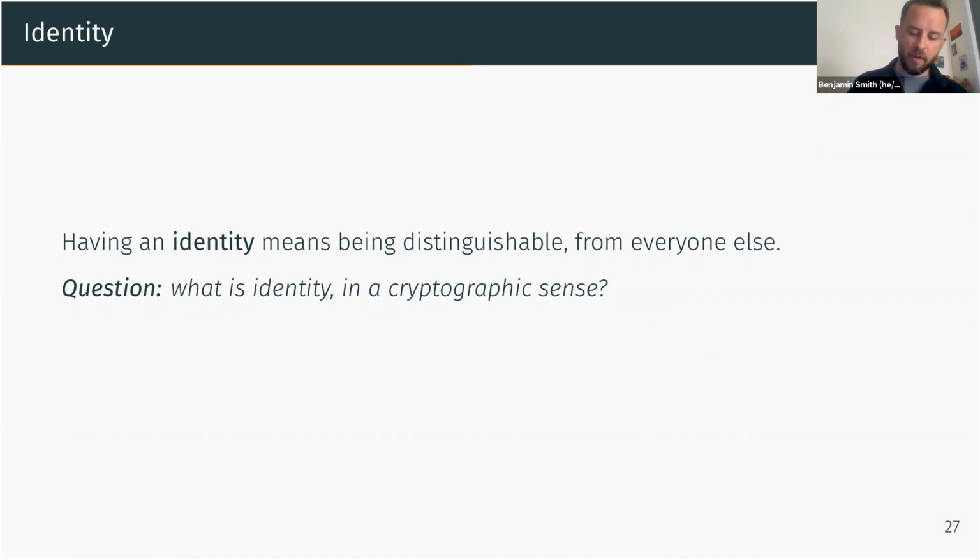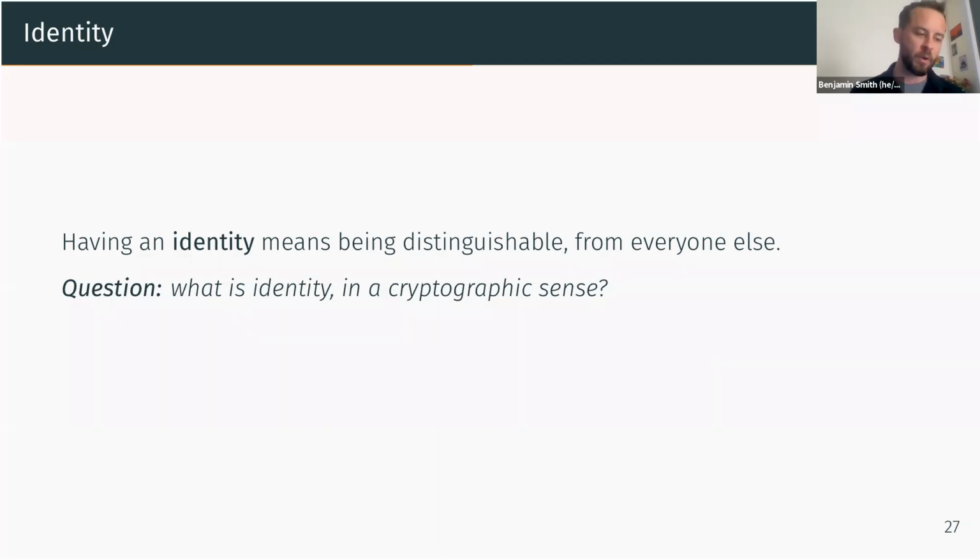So we're going to start this off by presenting an identification scheme, and then we apply the Fiat-Shamir transform, and we end up with a signature scheme. And having an identity basically just means being distinguishable from everyone else. It means you've got something that no one else does. And so in our case, the question of what identity is in a cryptographic sense, having an identity is holding a secret key. That's something that you have and no one else has. Holding a private key, it's private to you.